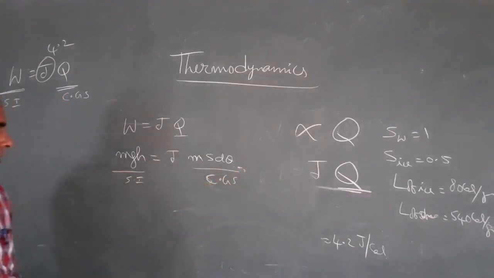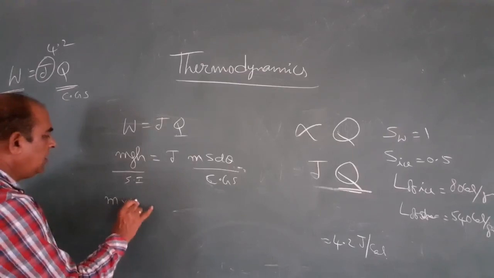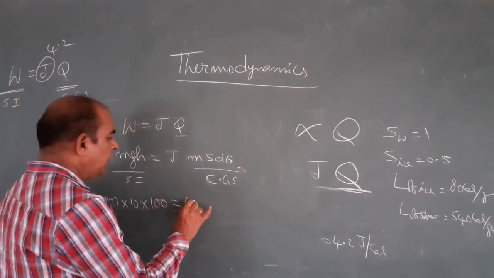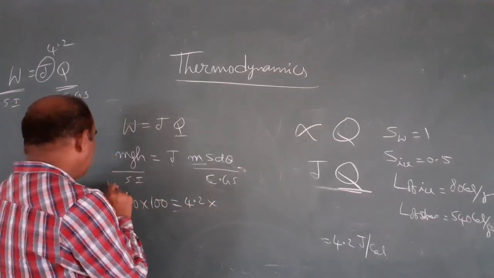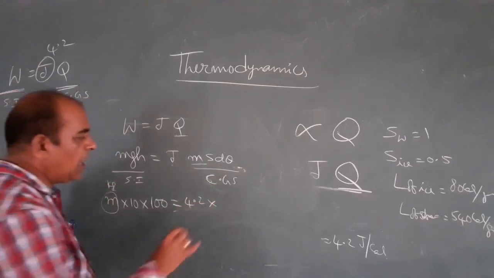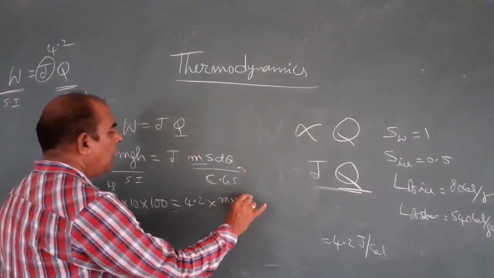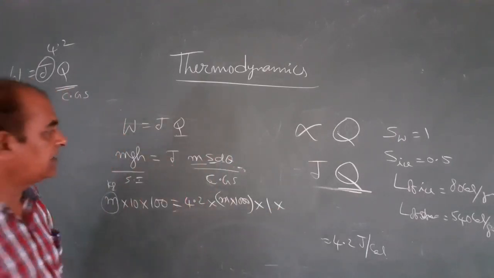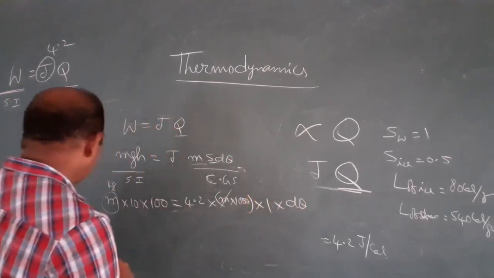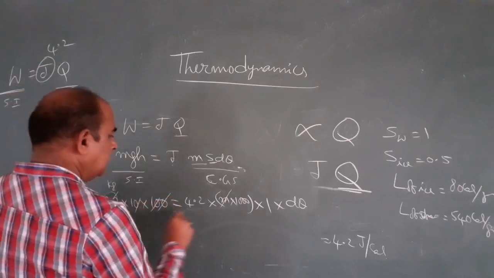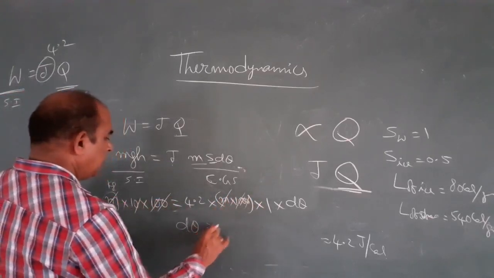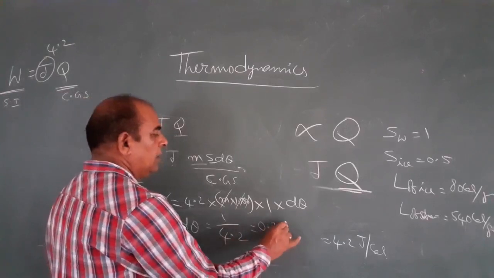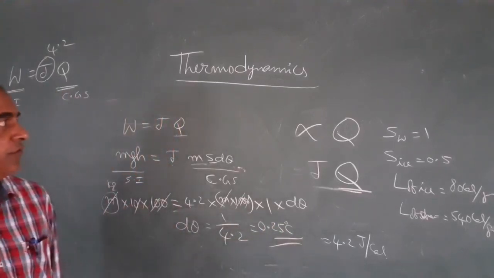In CGS system apply: mass M, g is 10, height 100 meters given, equal to J 4.2. Mass here is M kg, in kilograms. In CGS system mass is in grams. M into 1000 grams into specific heat of water, which is 1, because we already know specific heat of water, specific heat of ice, etc., into d theta. Now we cancel M on both sides. So 1000 cancelled, this side also 1000. Therefore d theta is equal to 1 by 4.2, which is approximately 0.25 degrees centigrade. Rise in temperature of water is 0.25.